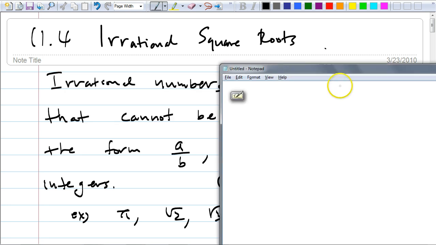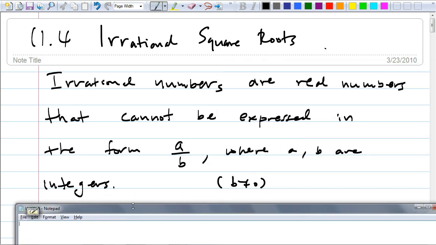So irrational numbers are real numbers that cannot be expressed in the form of a over b. Another way of saying it is you can't write it as a fraction. And I said b can't be 0 because, of course, you get an undefined number. This is a little bit more formal: irrational numbers are real numbers that cannot be expressed in the form of a over b, where a and b are integers, and b can't be 0.